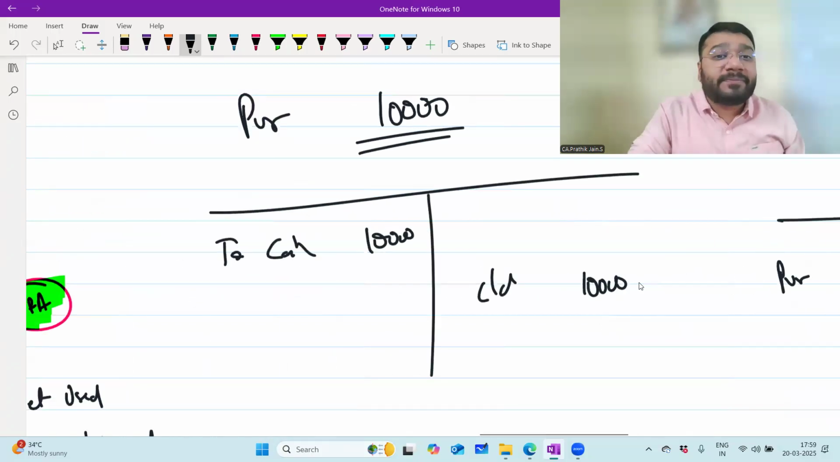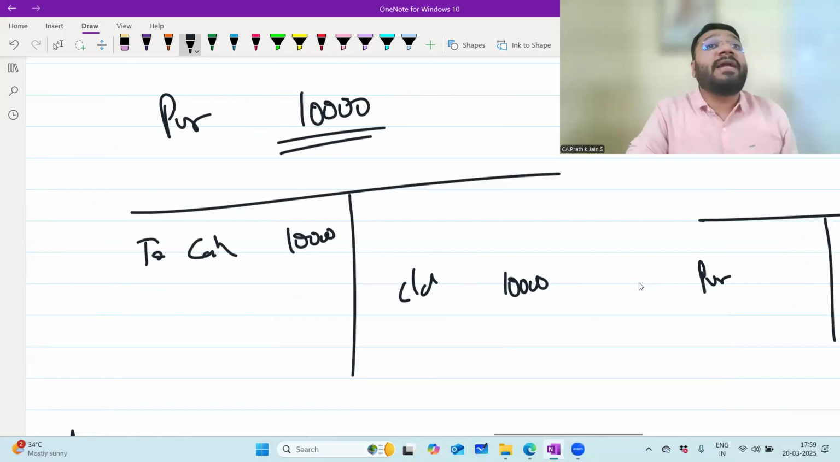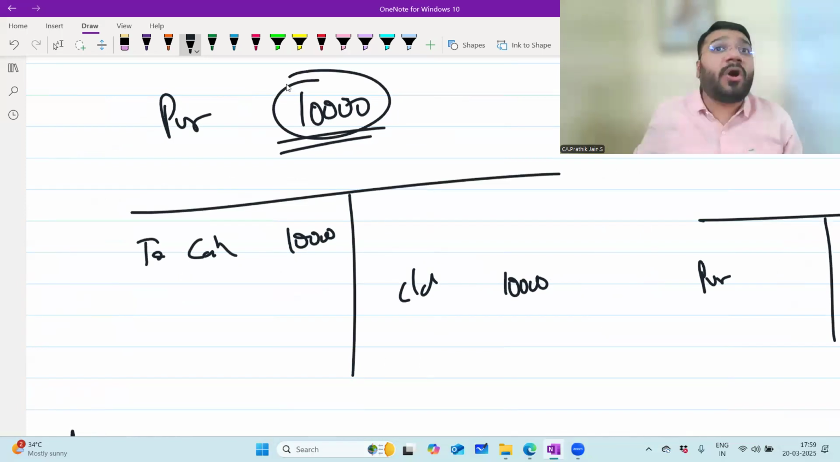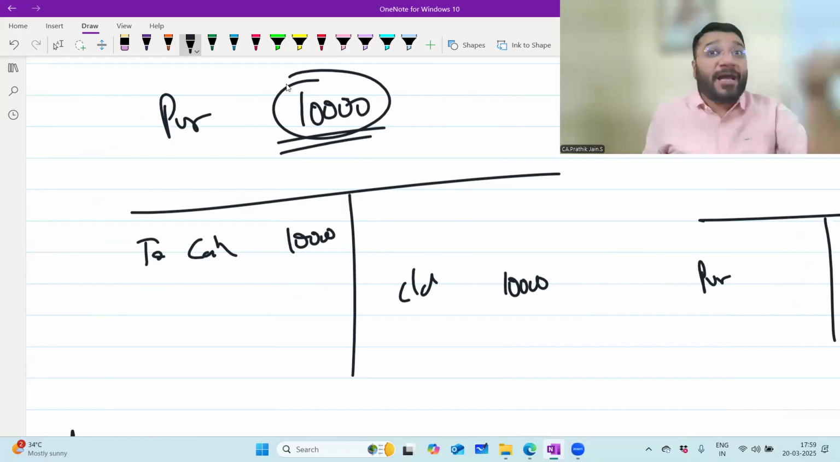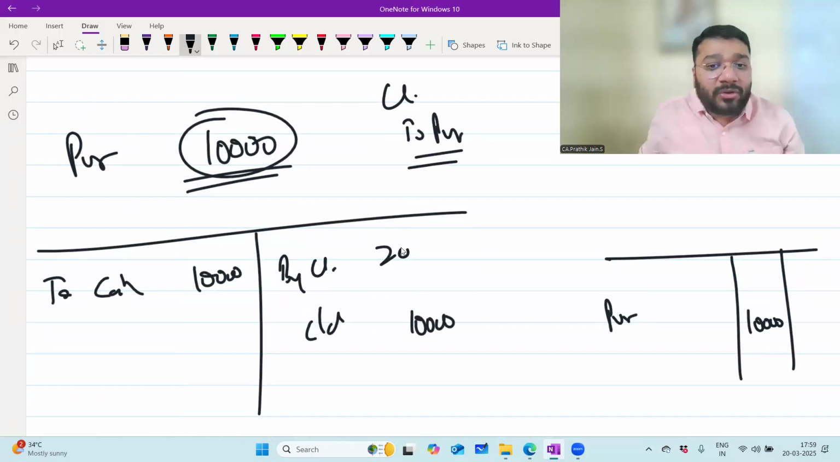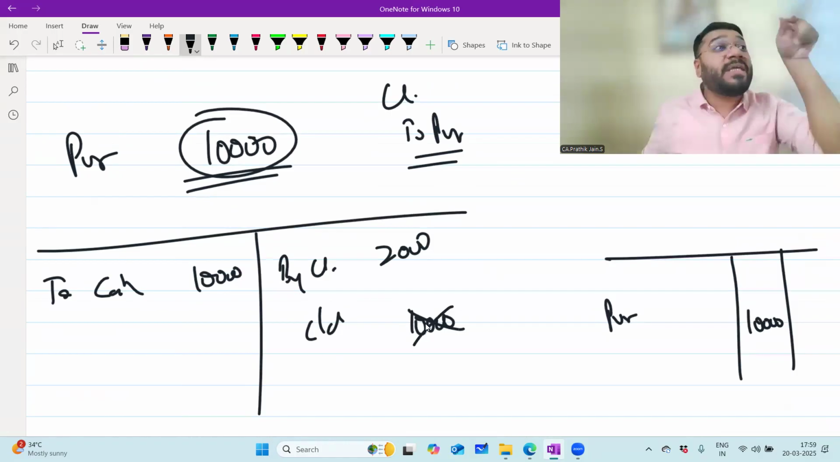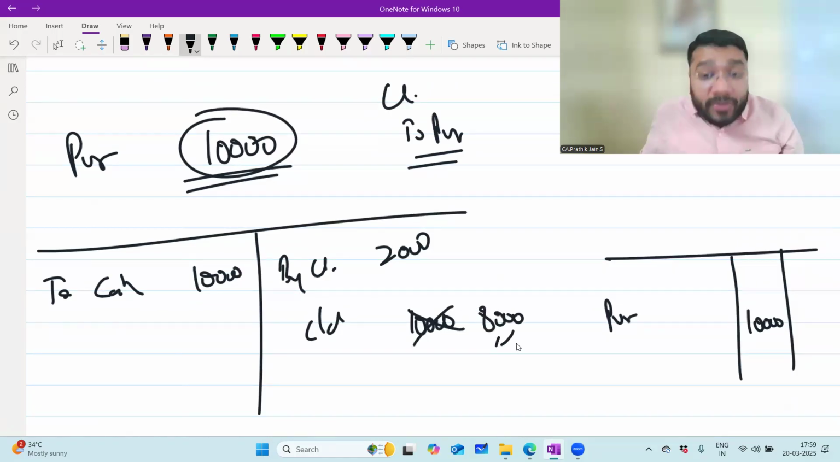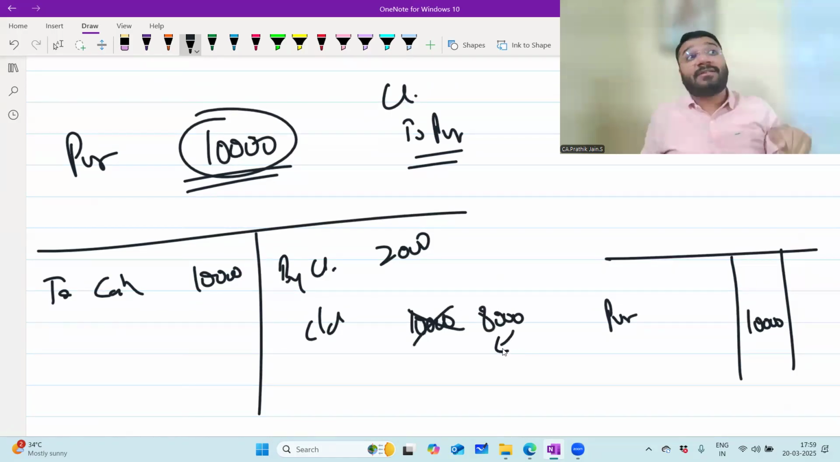Now, after this, I've passed the closing entry for closing stock. Out of this 10,000 worth of stock, 2,000 worth of stock is not sold. As per the matching principle, that 2,000 should not be my expenditure, so I have to reduce the purchase. For that, what entry? Closing stock to purchase. In the purchase account, by closing stock 2,000, what is my revised closing balance? 8,000.